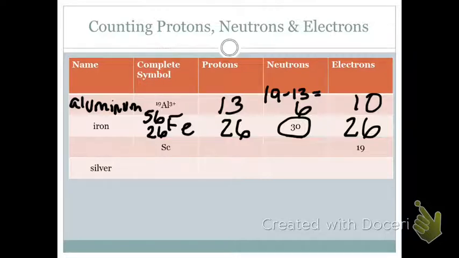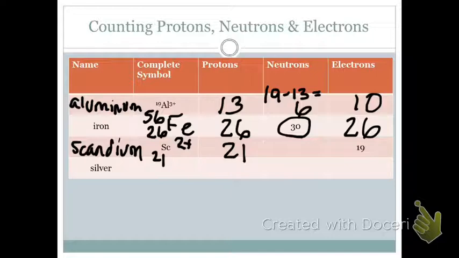Next one, scandium. Scandium happens to be element number 21 on the periodic table. That means there are 21 protons. Right away, I noticed that the protons and electrons are not equal. I've actually lost 2 electrons, which means my charge is a 2+. The last number I need is the mass number.